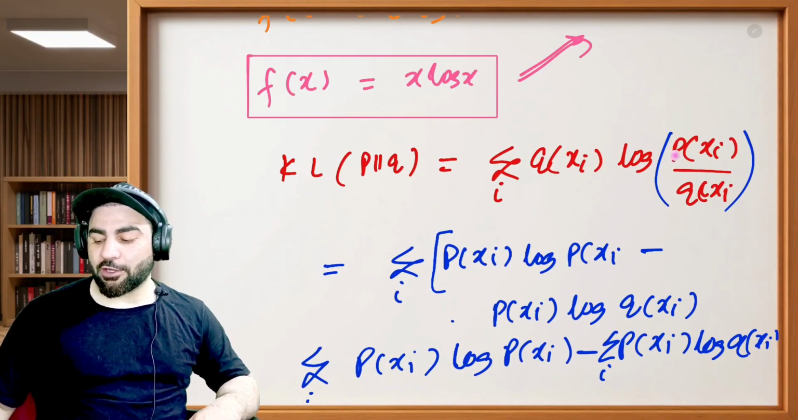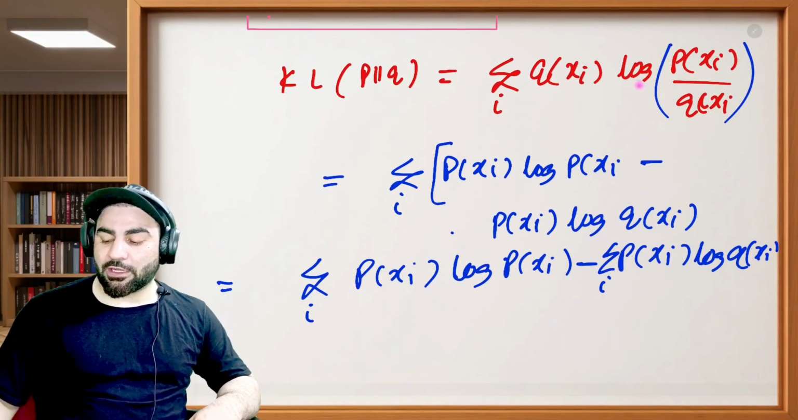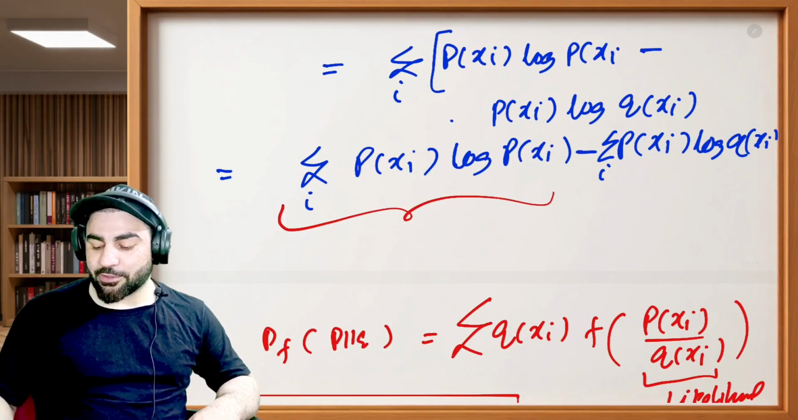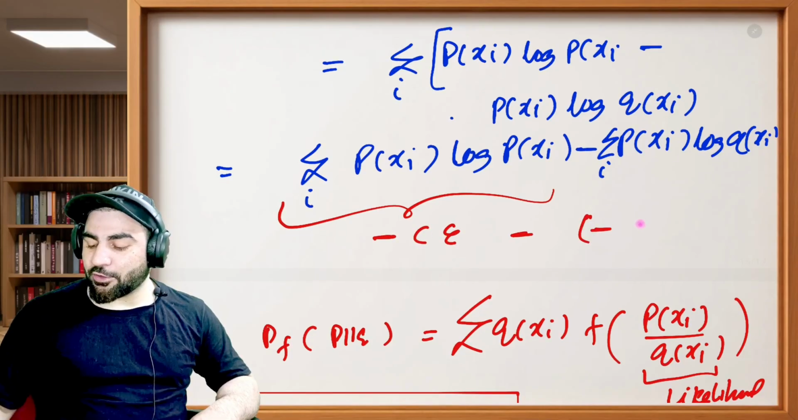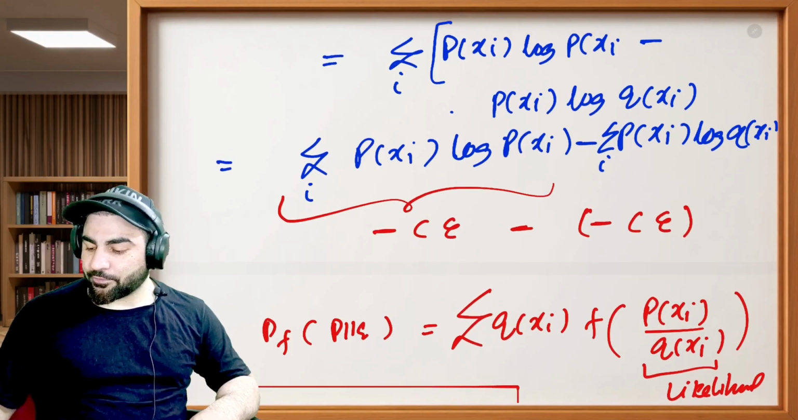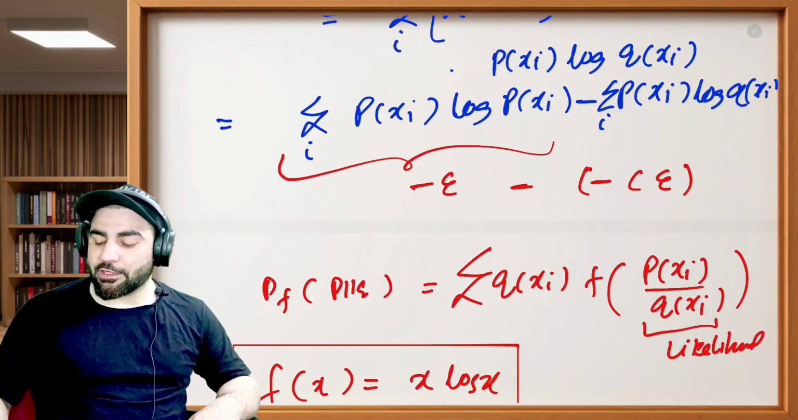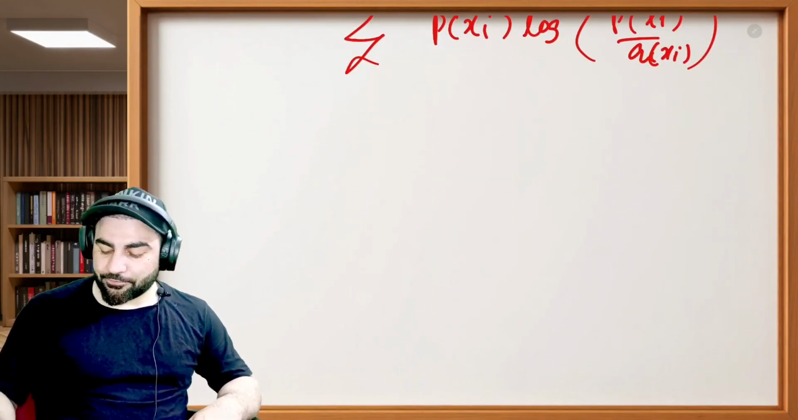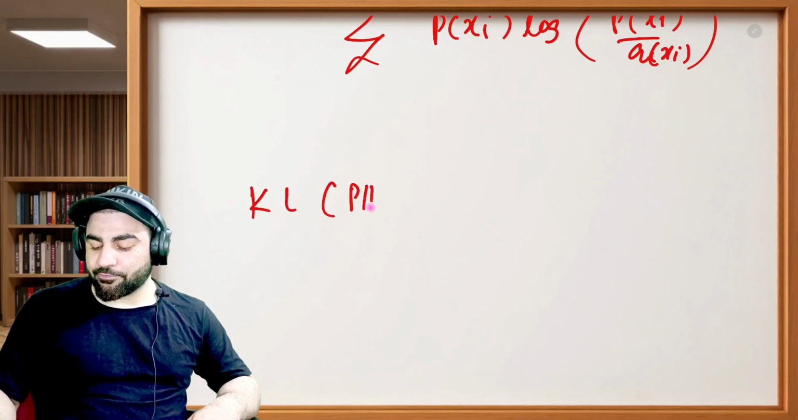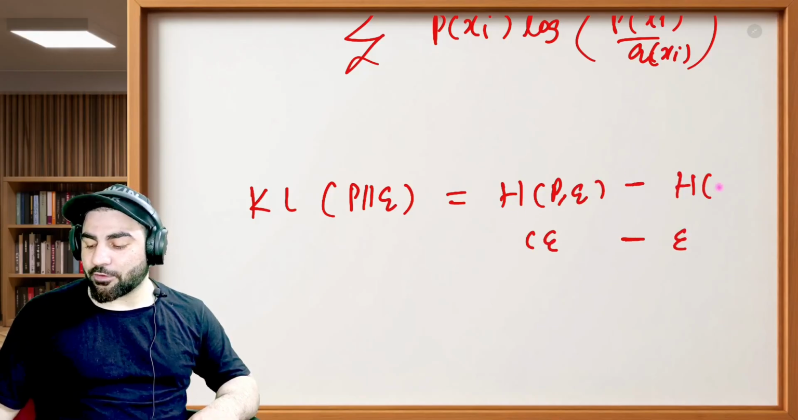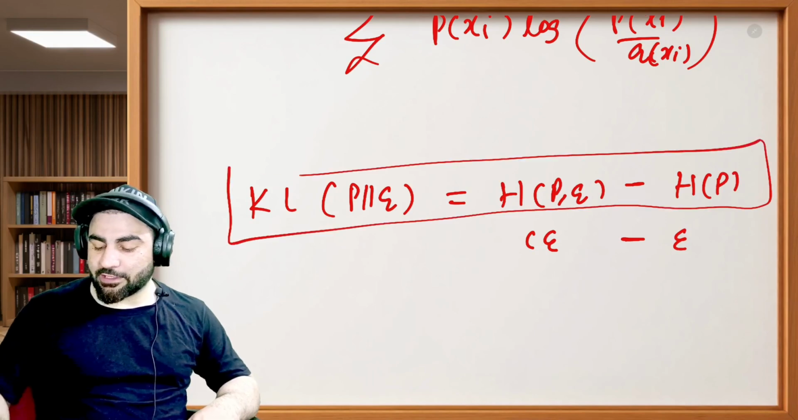Now if you do the logarithm manipulation, you will be left with this. Now if you see this term over here, this is negative of cross entropy, and this other term is the negative of entropy. So KL divergence is equal to H of p comma q, that is the cross entropy, minus the entropy, which is H of p. So this is what KL divergence is.